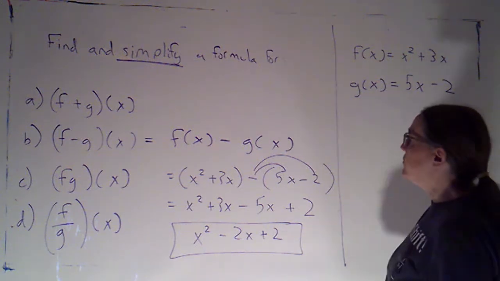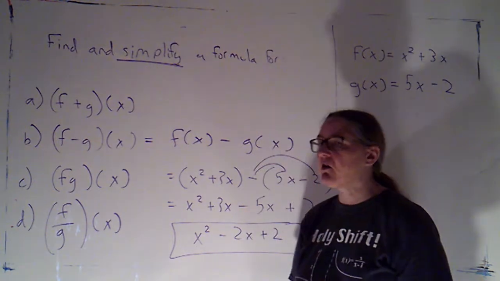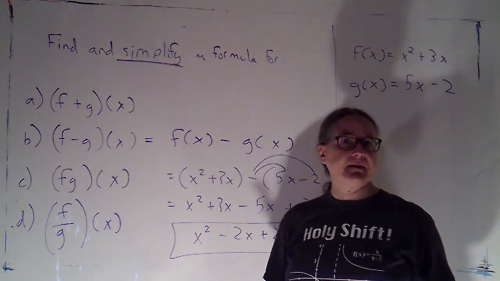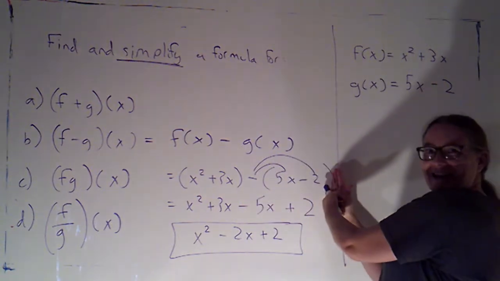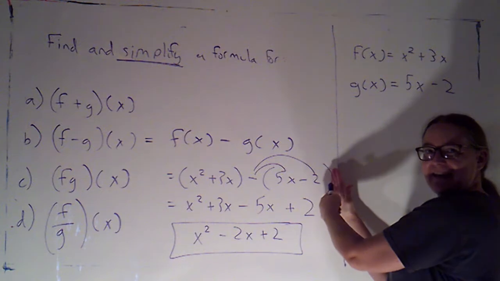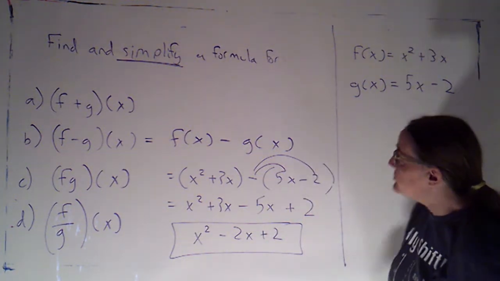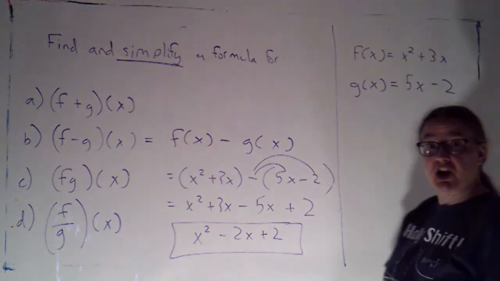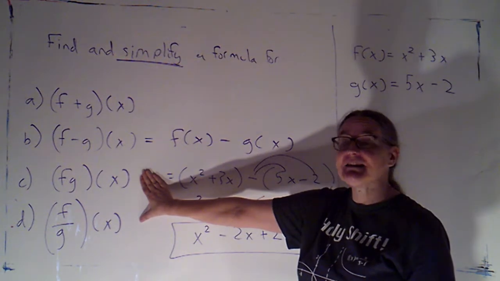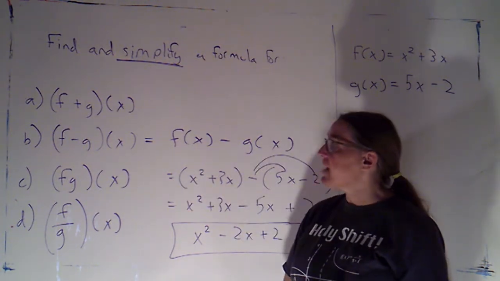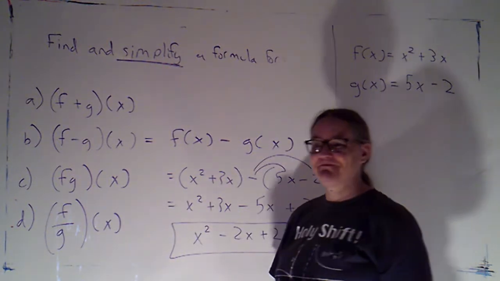One thing you'll notice is once I've fully simplified it, I've combined any like terms that there are, and also I've eliminated any parentheses. I made sure that I did what was being done to this entire thing. I distributed that negative, and then that allowed me to combine the like terms. So what I'm going to have you do, with these same functions f and g, is take a moment, pause the video, and work out parts C and D. Find and simplify a formula for f times g of x, and then f divided by g of x.